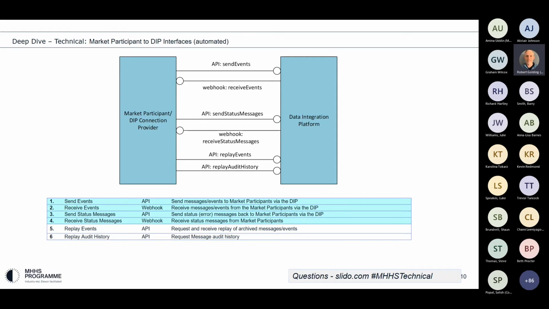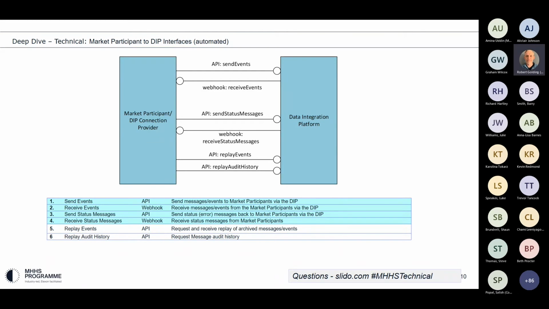In the DIP, we adopted the industry standard of being able to use HTTP RESTful APIs with JSON payloads for sending messages, and HTTP webhooks with JSON payloads for receiving messages, i.e. one API will be used for sending all messages and one for receiving all messages.